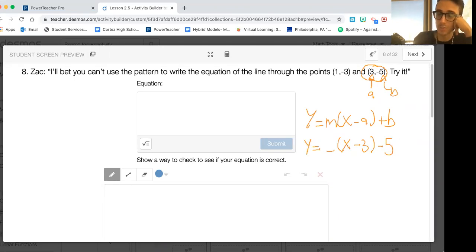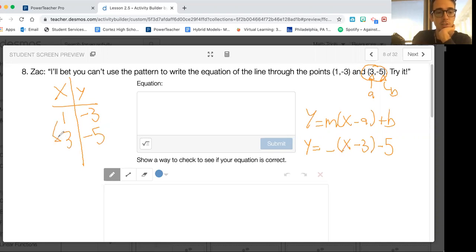All right, so our slope. I know that if I were to get a table with those 2 points, I could do it. So I'll do that. What I'm doing here is making a table to get the slope. So 1, -3, 3, -5.